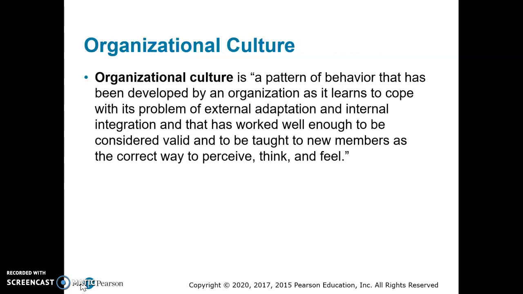Our organizational culture is really just those behaviors that have been developed and learned by the people within an organization. It's really looking at how we perceive, think, and feel as an organization and even how we do things. And as we bring on new people, it's really important for them to understand the culture so that they can be successful as well.